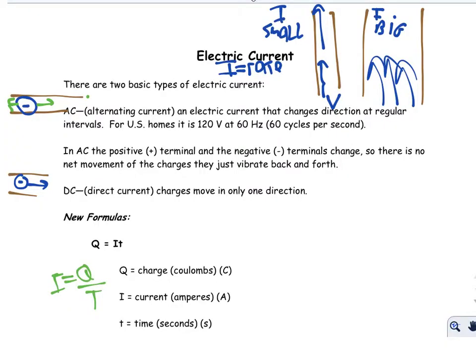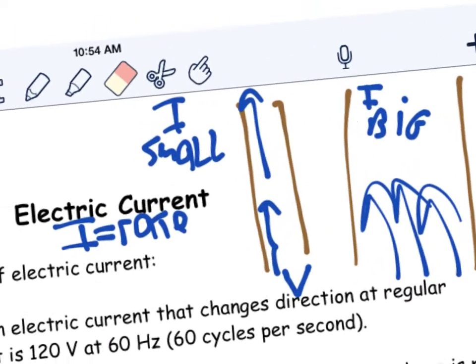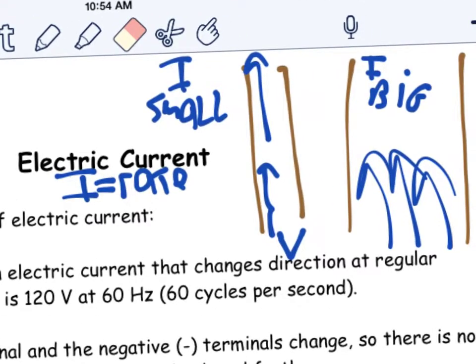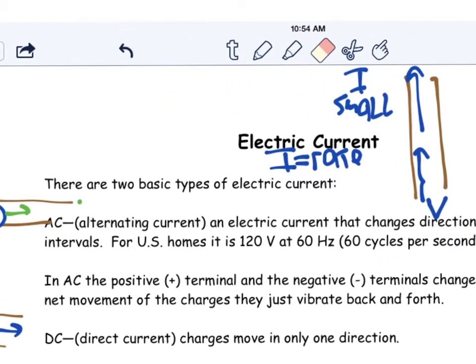Okay, when looking at electric current, the current is the rate at which electrons flow. So let's say I have a small pipe or small wire and there's water flowing through it. Obviously a small pipe will have a small rate of electrons. If I have a much bigger pipe here, I'm obviously going to have a bigger current of water or a current of electrons. There are two basic types of electric current.